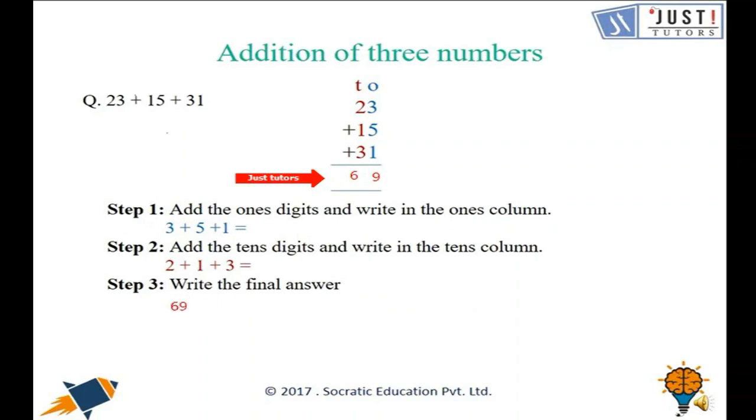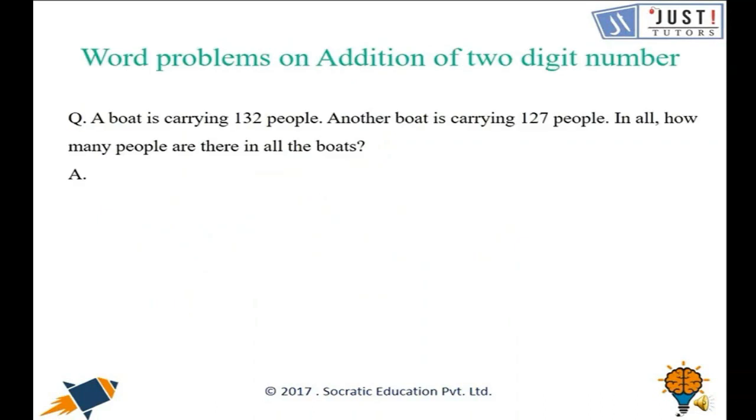Now let's move forward and try a worded problem. So this is a worded problem on addition of numbers. So let's read. A boat is carrying 132 people. Another boat is carrying 127 people. In all, how many people are there in all the boats? So in this case, we have to find the total. And in order to find the total, we have to add these two numbers. So let's add them together.